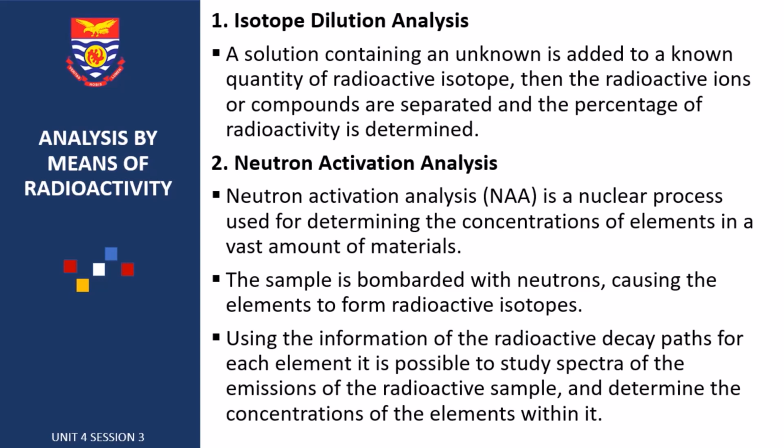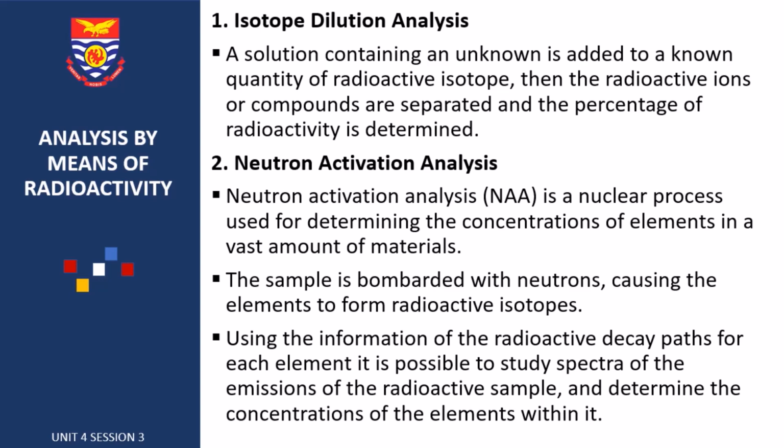The first one we shall be looking at is isotope dilution analysis. In isotope dilution analysis, a solution that contains an unknown compound is added to a known quantity of isotope or radioactive isotopes. This will lead to the formation of radioactive ions and compounds which can be separated, and the percentage of radioactivity can be determined. The radioactive material will be recovered to some percentage in this process. Hence, its original percentage can be estimated.